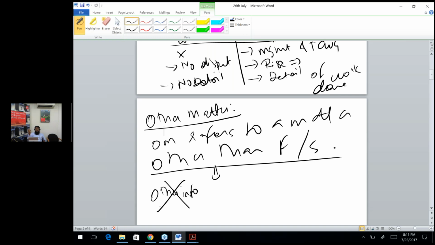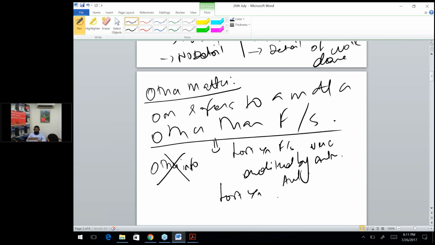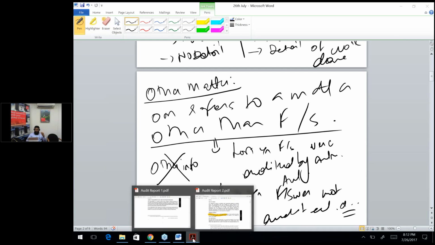The management used to give an other matter para. But now the other matter para only covers matters which are not reflected in other information. Like for example, last year's financial statements were audited by another auditor, or maybe you could say that last year's financials were not audited, etc. So this is what the other matter section reflects.